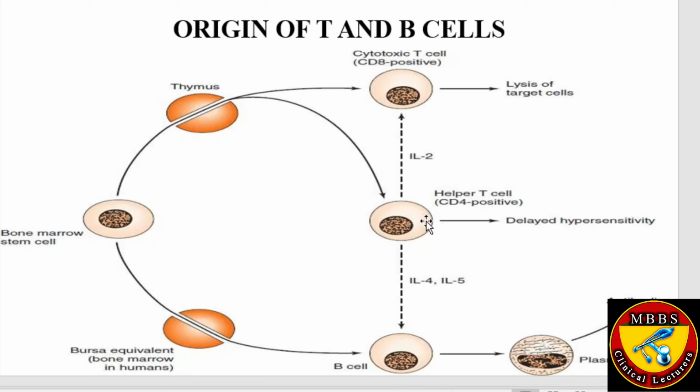On the other hand, the B cells differentiate in the bone marrow, which later on differentiate into the plasma cells, which produce large amounts of antibodies. So the stem cells reside in the bone marrow, and then the T cells differentiate into the cytotoxic and the helper T cells in the thymus, while the stem cells of the B cells differentiate into the plasma cells, which secrete the antibodies.